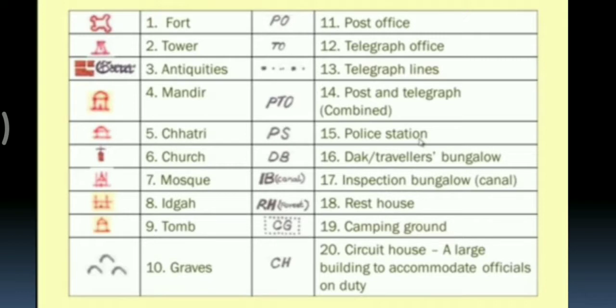Especially circuit house, post office, police station, graveyard, tomb, fort, tower. This is asked in examination.